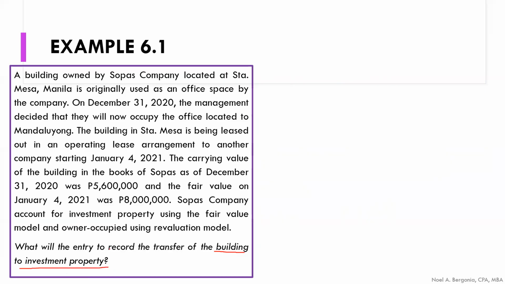So let's read the problem. A building owned by Sopas Company located at Santa Mesa, Manila is originally used as an office space by the company. So ayan, yan yung cost bakit siya naging PPE initially. Now on December 31, 2020, the management decided that they will now occupy the office located at Mandaluyong. Okay, the management decision.